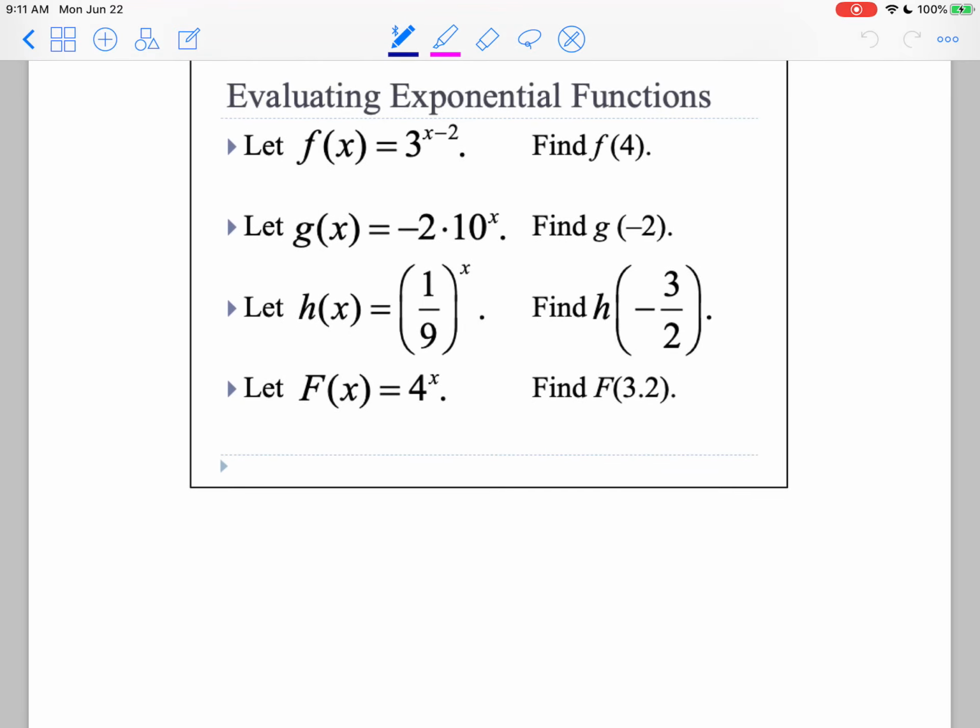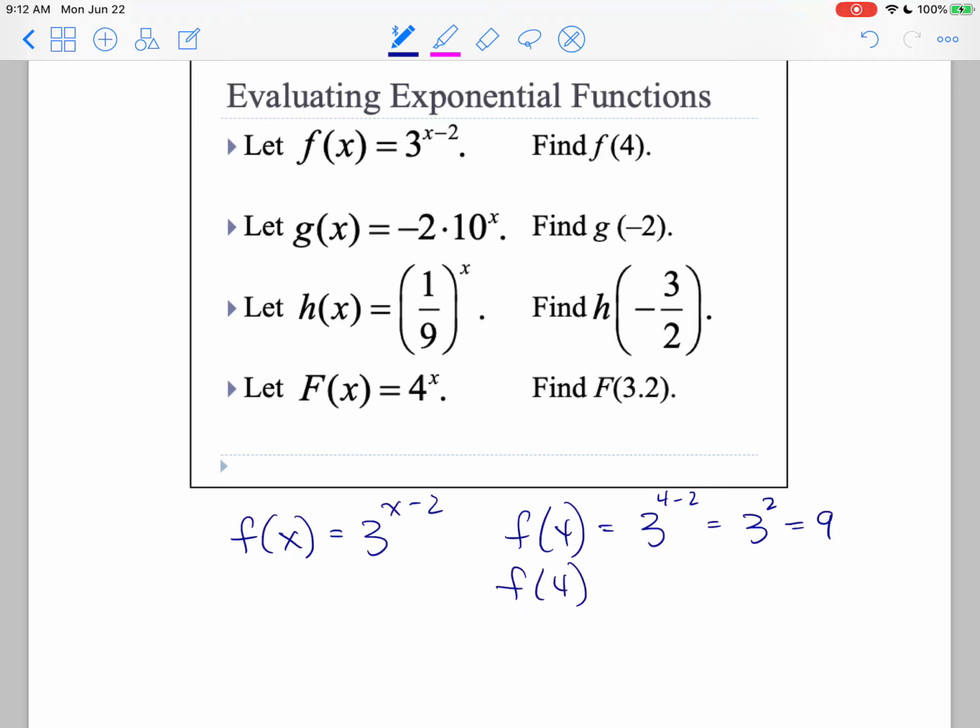So our first function, f of x, is 3 to the x minus 2, and we want to find f of 4. So I'm going to plug 4 in for x. So we have 3 to the 4 minus 2, and 4 minus 2 is 2. We do what's in the exponent first because the exponent acts as a grouping symbol. So we have to do the 4 minus 2 first. So now we have 3 squared, which is 9. So f of 4 equals 9, which would be like the ordered pair (4, 9). This point is on the graph of this function.